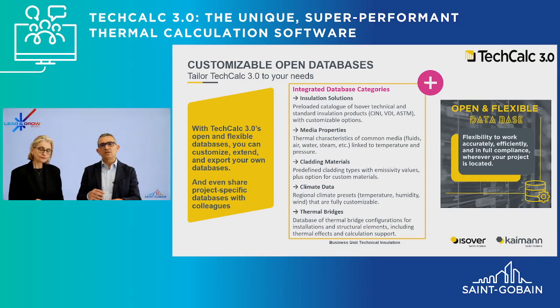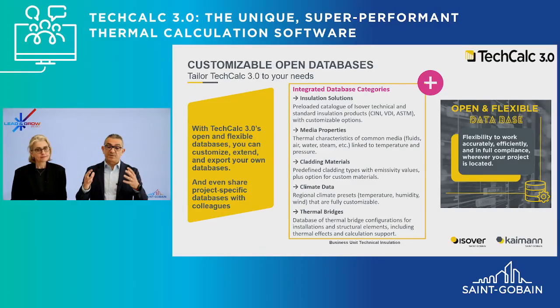The other part is the media properties. You can include all types of fluids. Inside we have a preloaded database of these fluids, and all of them are linked with temperature and pressure. We have predefined cladding types with emissivity values, and there are many options to choose from according to the market. Of course, the climate data. We have a preset with different regional climate presets, temperature, humidity, wind, and it's totally customizable.